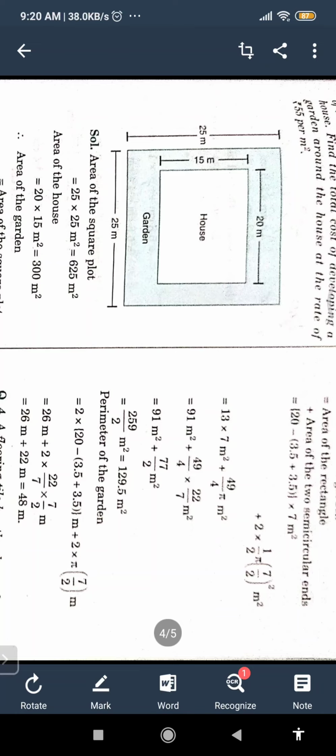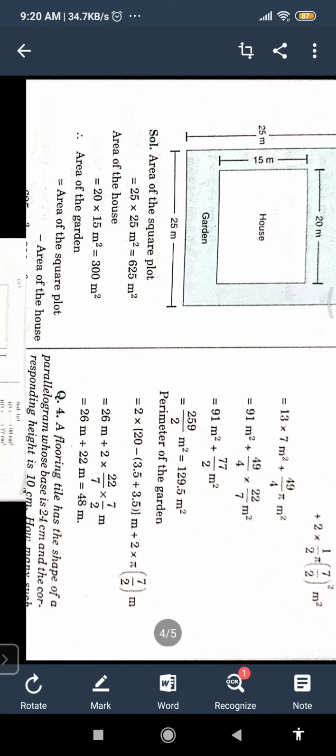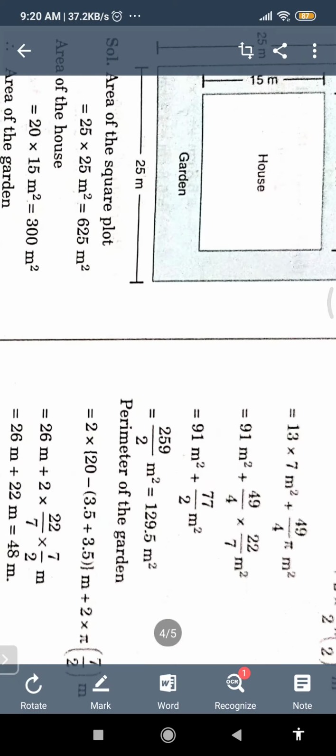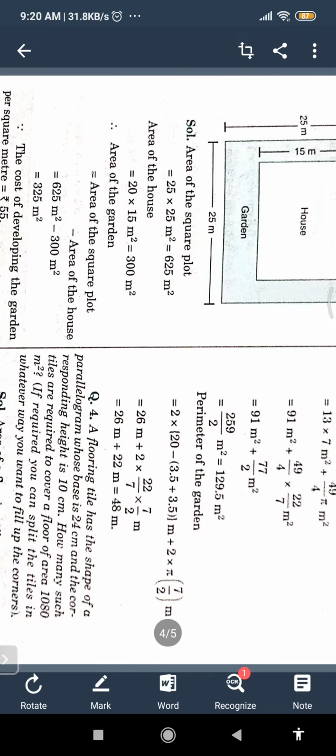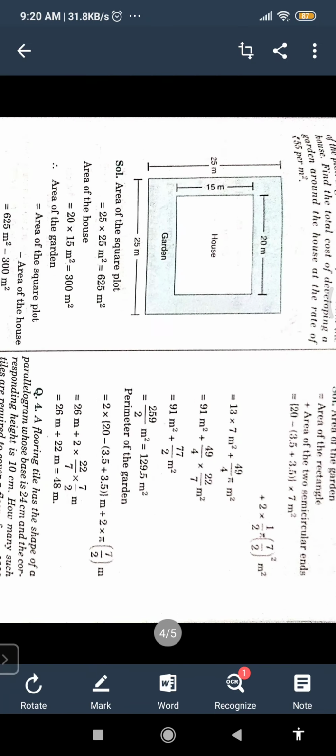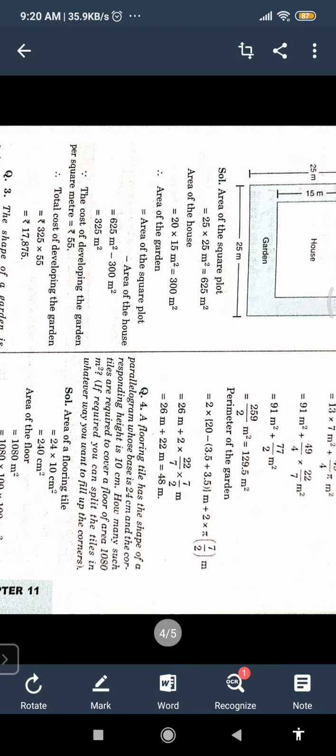Okay, 20 meter, 25 meter, 25 meter, 15 meter. These are the measures given. So how to build? Area of the square plot equal to L square, length multiply length. Okay, 25 multiply 25.